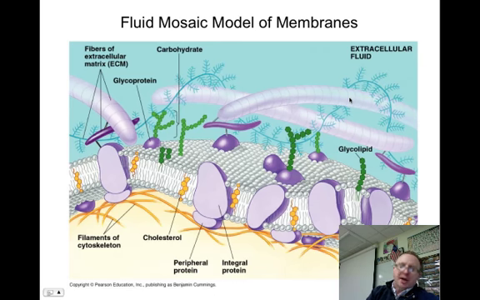Now this picture, and you have this picture on page 111 in your packet, shows you a nice drawing of the fluid mosaic model of the membrane. And again, the major barrier, the major basic unit of the membrane is the phospholipid bilayer that you see here. And then we look at, again, the mosaic nature of it.